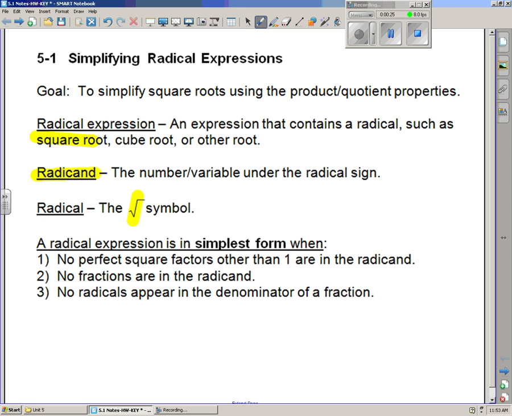So a radical expression is in simplest form when no perfect square factors other than 1 are under that radical. Okay, so no perfect squares other than 1 are in the radicand. You can't have fractions in the radicand under the symbol, and no radicals can be in the denominator of a fraction.